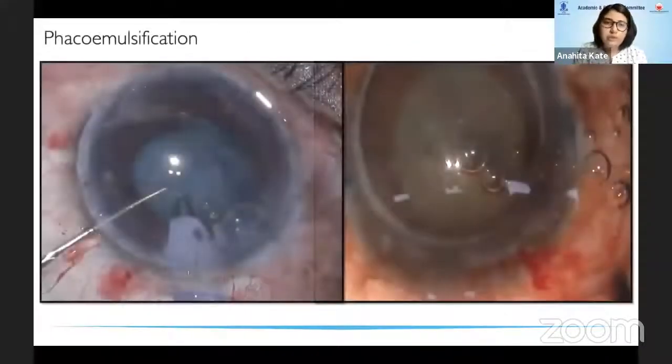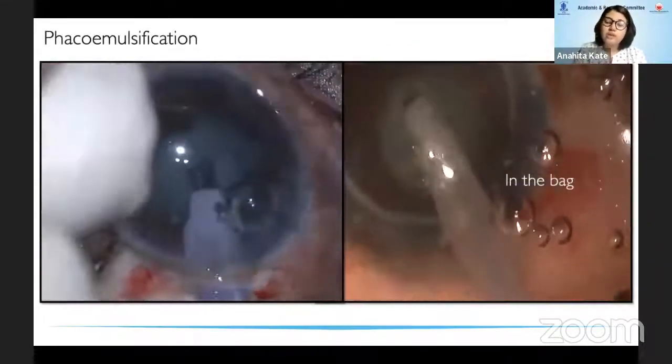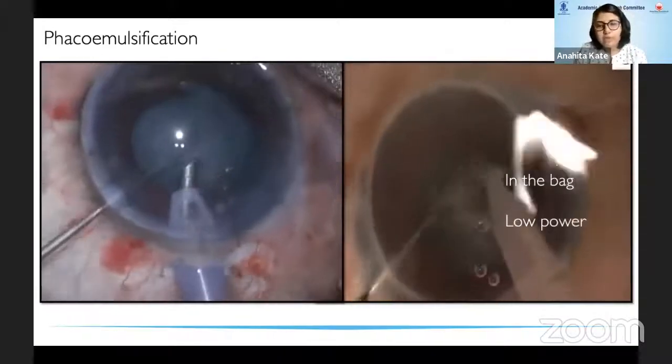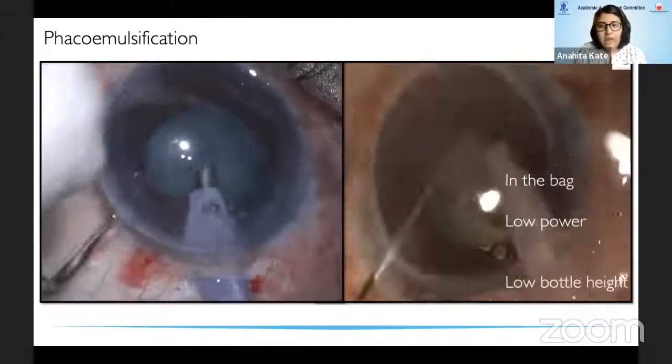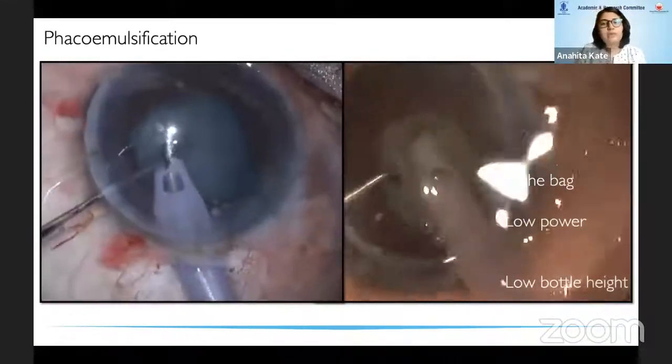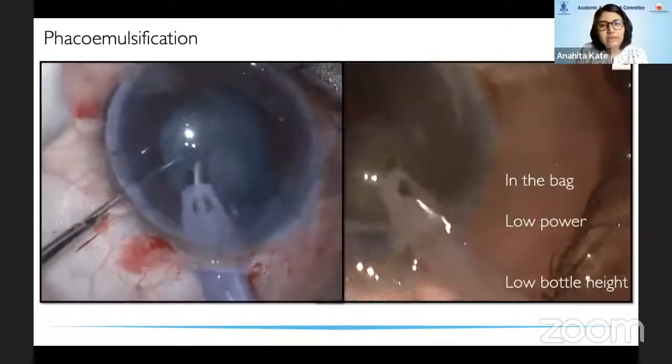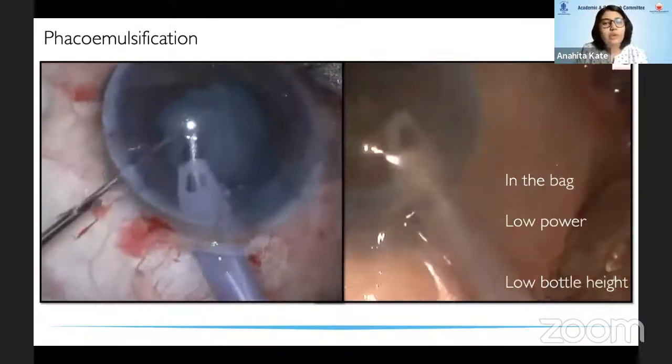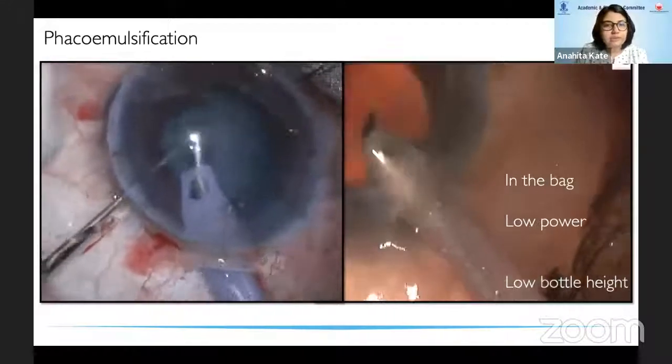While performing a phaco, doing an in the bag phaco with low power and high vacuum settings is recommended. Also, using a low bottle height will decrease the turbulence in the anterior chamber, which will again go a long way in protecting the endothelial layer.